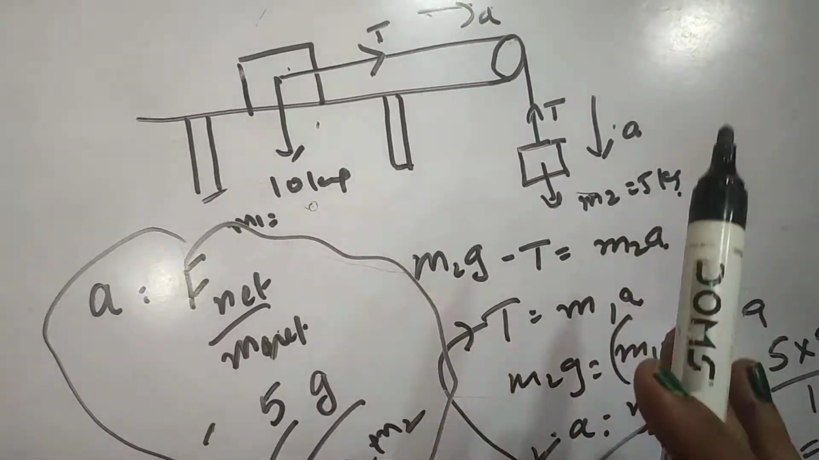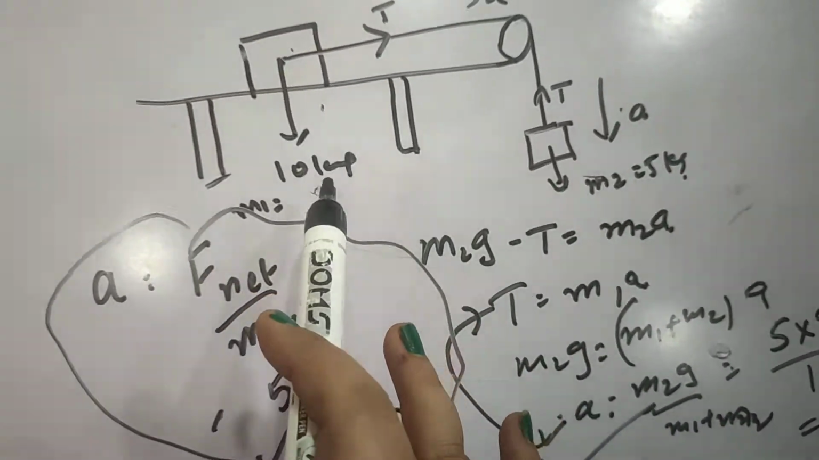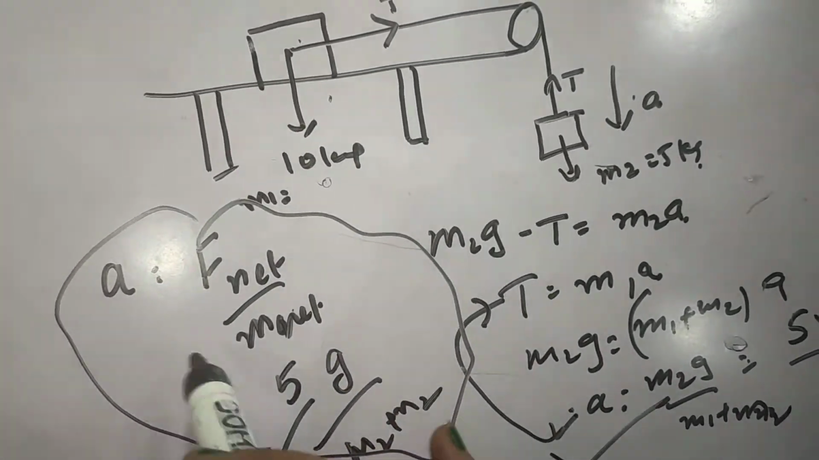So we can get the value of acceleration by this shortcut method also. So this is how we can find the tension as well as the acceleration in connected motion.